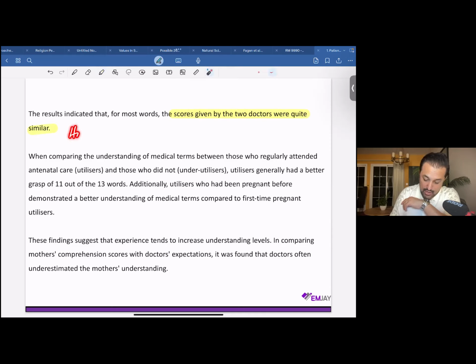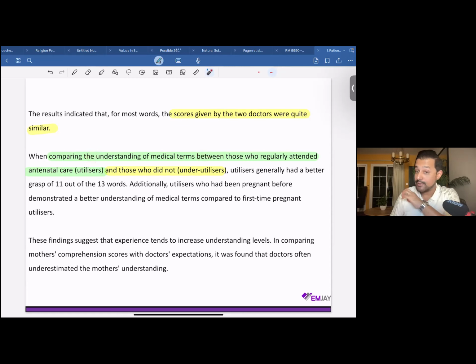Yeah, that shows high inter-rater reliability, high inter-rater reliability. Okay. Now, when comparing the understanding of medical terms between those who regularly attended the antenatal care and those who did not, we're referring to them as the utilizers and the underutilizers, right?